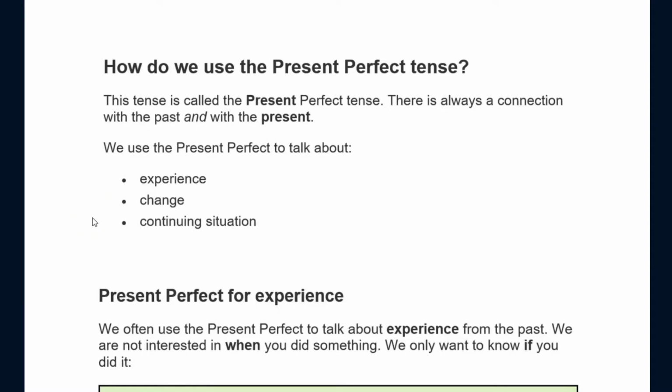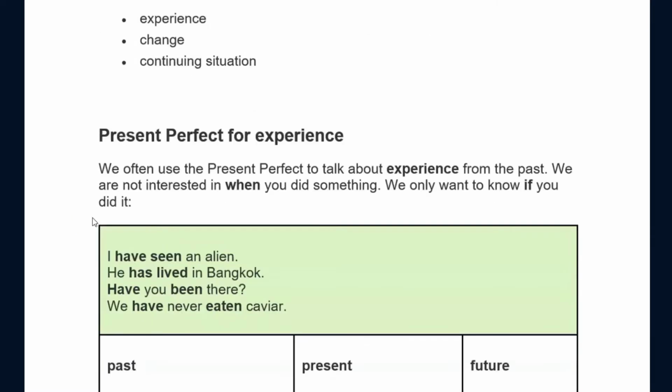First, let's talk about experience. When we have an experience from the past, we are not interested in when it happened. We're not interested in the specific when. We only want to know if you did it, if you had that experience. So here are some examples.